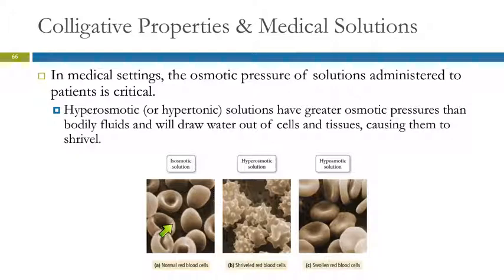Normal red blood cells look like this. You want the solution being administered to be isoosmotic or isotonic, so that it has the same concentration of particles as inside the cells, and so the water flow across the membranes does not get disrupted. If you have hypoosmotic, below pressure, so like pure water or something that's very dilute, that's going to cause water to flow into the cells. It's going to cause the red blood cells to swell up and they can eventually burst. Not good.